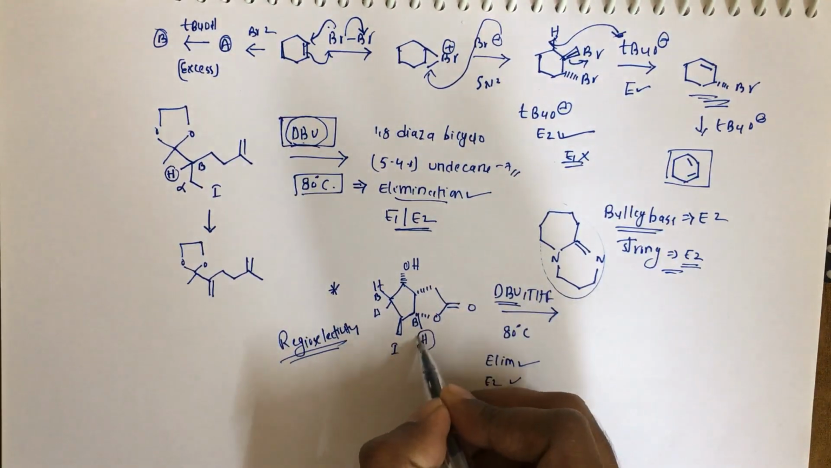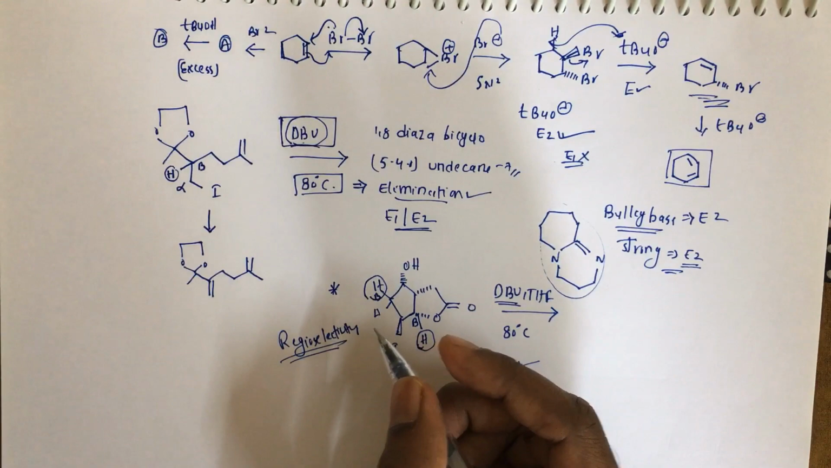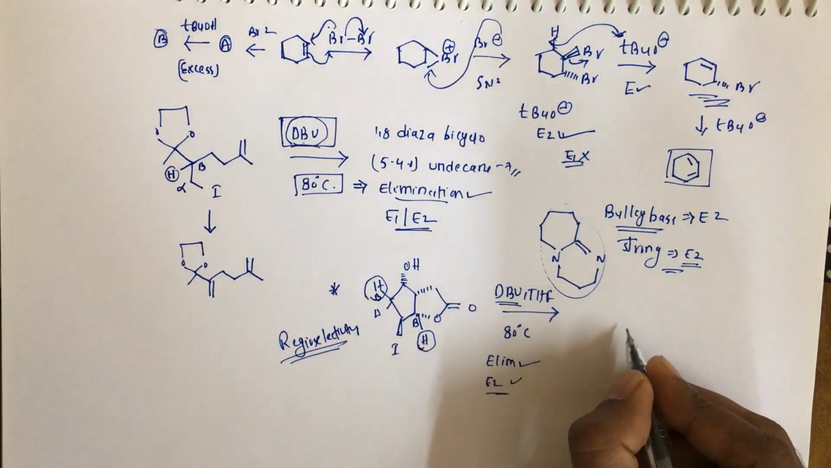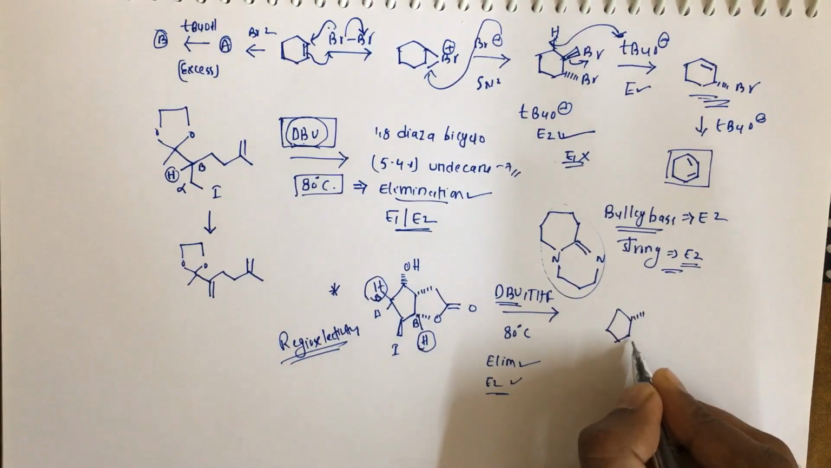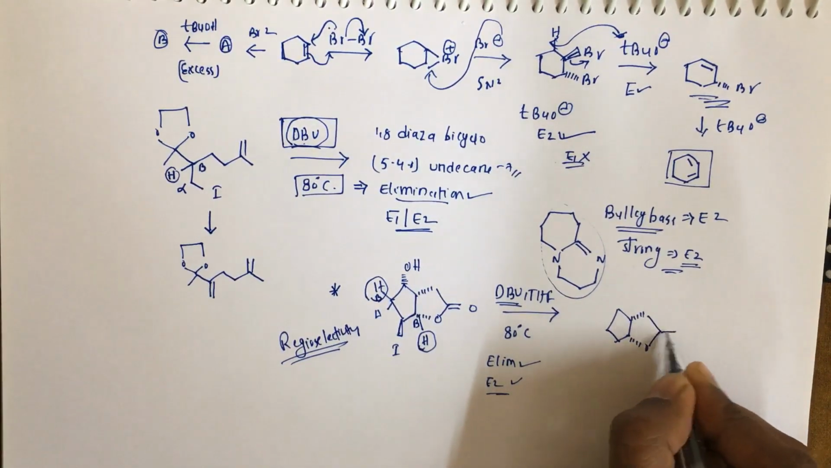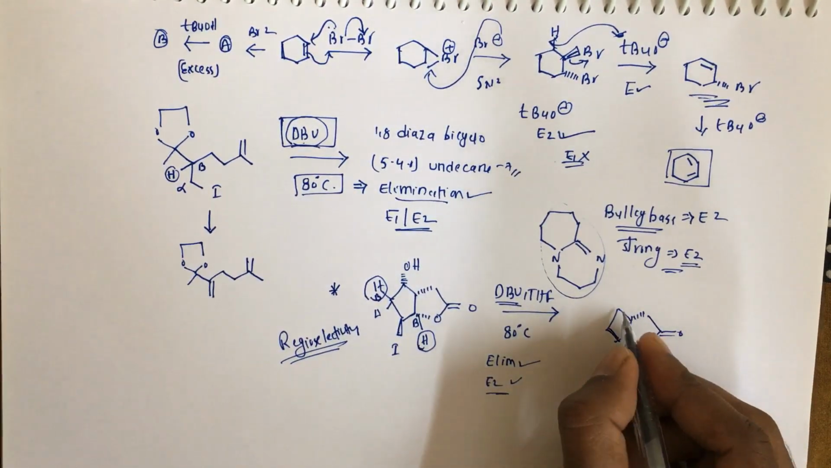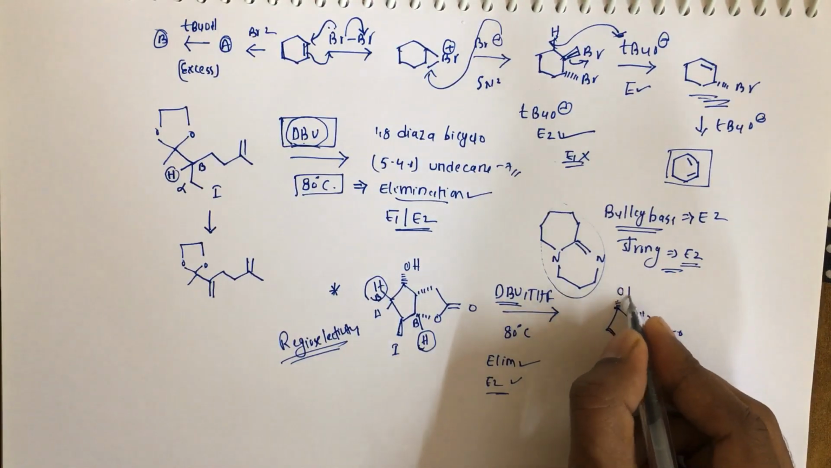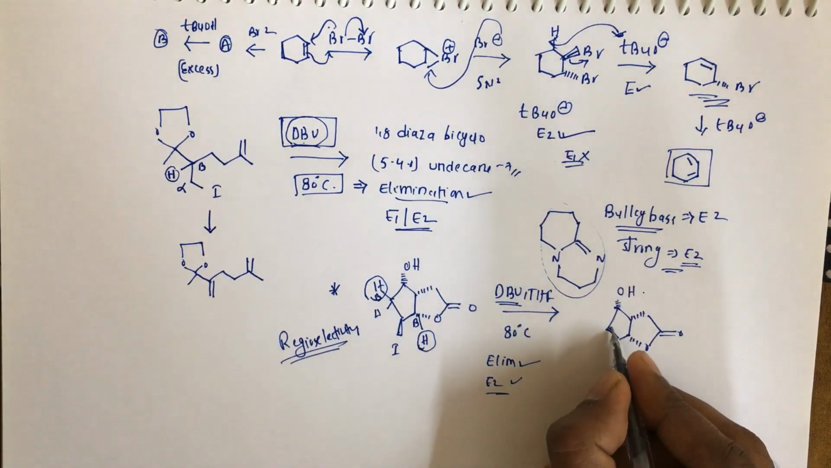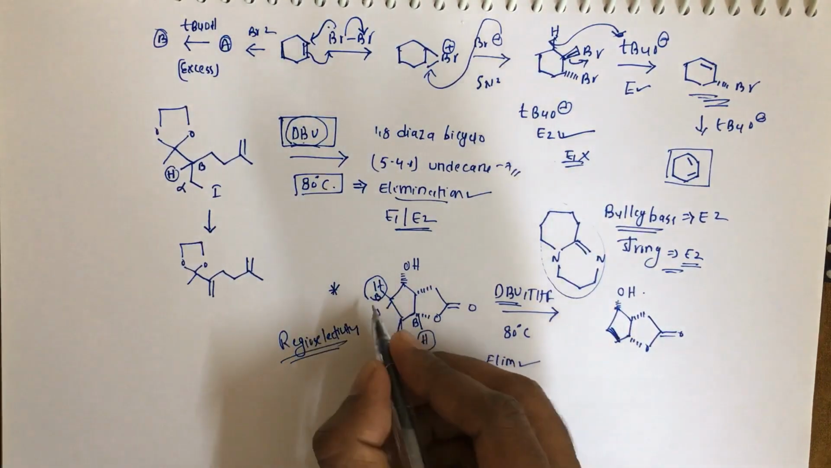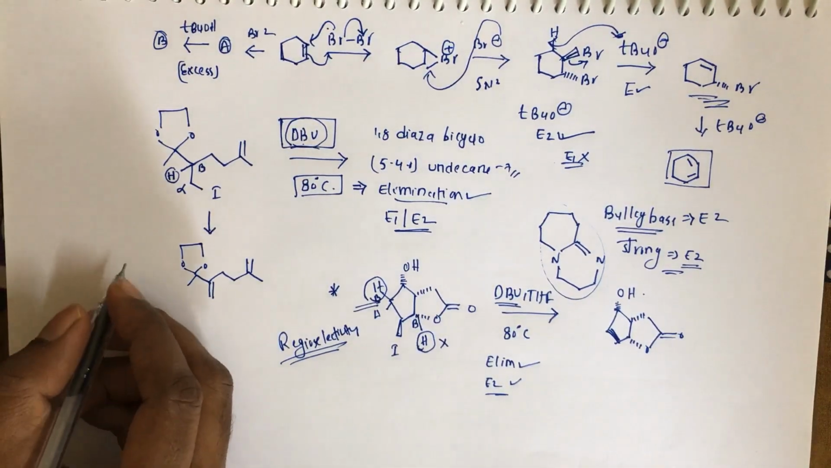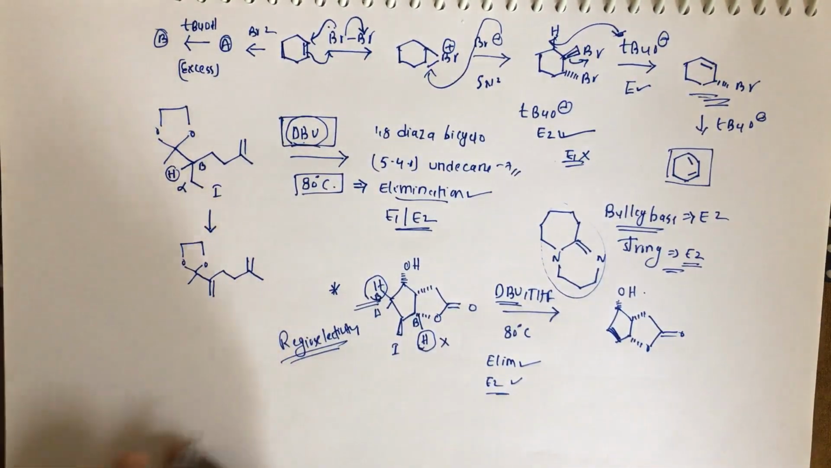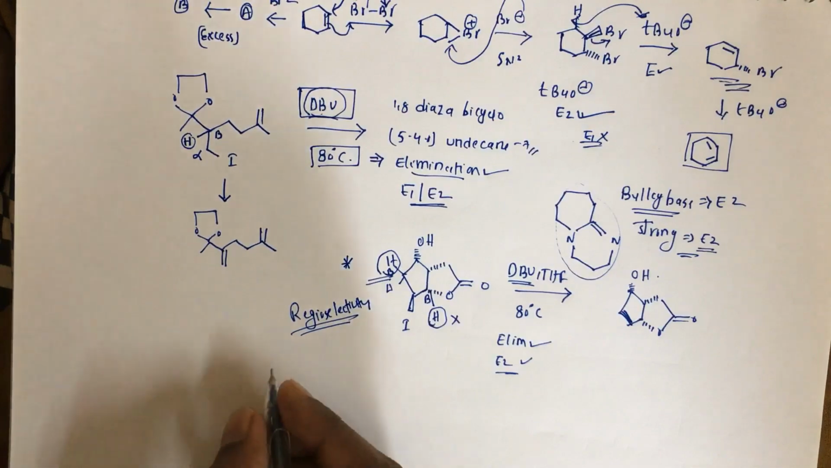So this is the more hindered side and this is the less hindered side, and the product that we will get here is, so this is the product we'll get here. Okay, since DBU is bulky, it abstracts this hydrogen but not this hydrogen. Okay, and that is the final conclusion. And I have two more examples here.